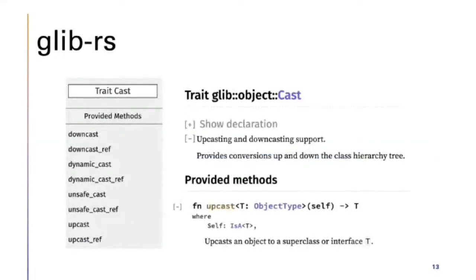Frankly, in GTK Rust, there's a cast trait. It can help you, for example, upcasting GTK window to GObject and downcast your GTK widget to like GTK dialog. And what's the best is upcast and downcast are done in compile time. So if you call to the wrong hierarchy tree, call to the wrong object, it will just produce compilation errors.